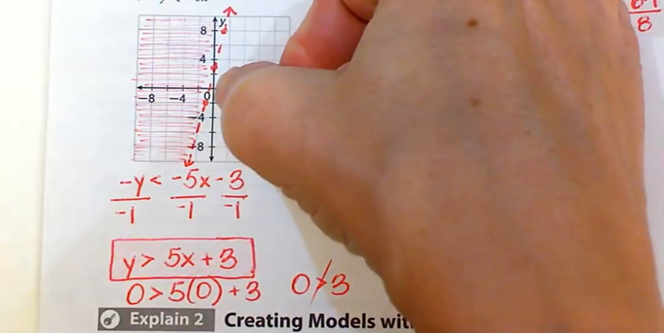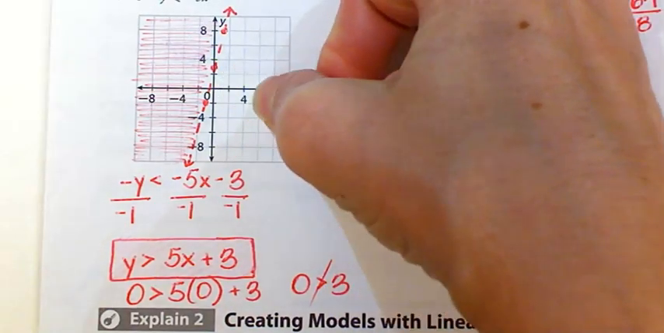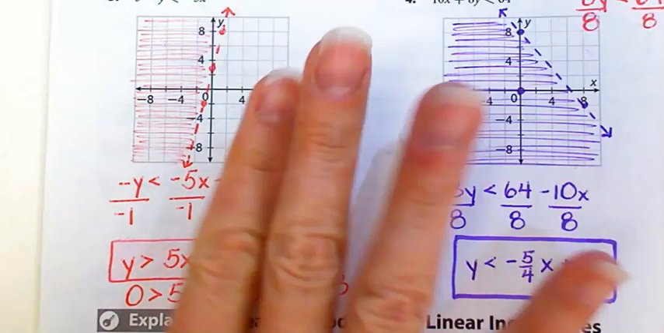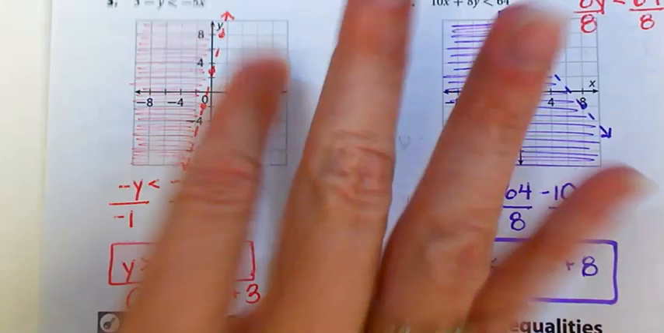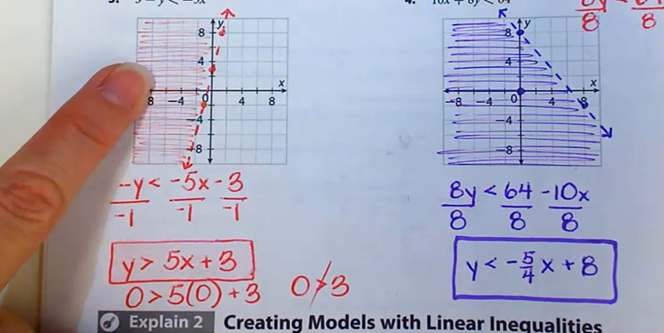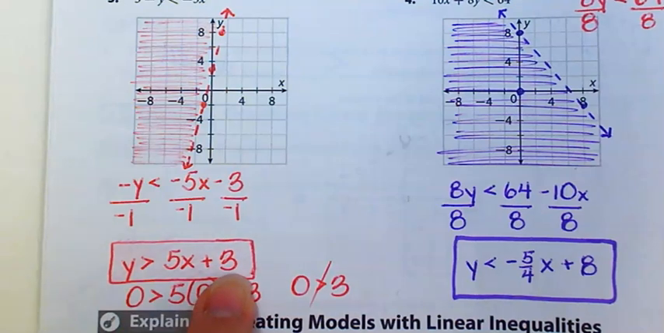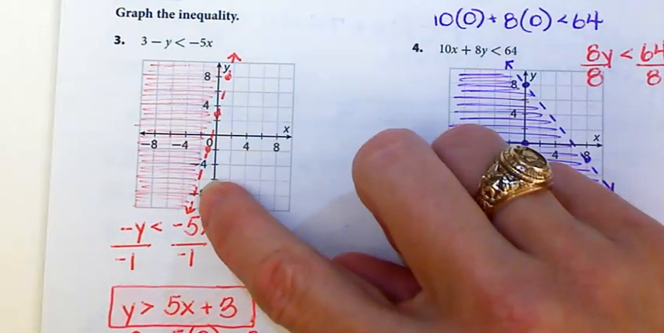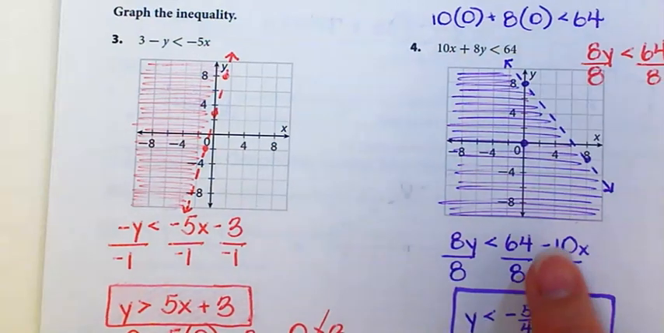Remember, I tested 0, 0 as my point, and it was on this side of the line, and that made the statement false. So this is not the side that makes it true, so don't shade that side. Shade the other side. Now, could I pick a point back here, put it in here, and double check? Yes, and that's probably a good idea. Also, notice that the line is dashed and not solid. All right, let's go to 4.